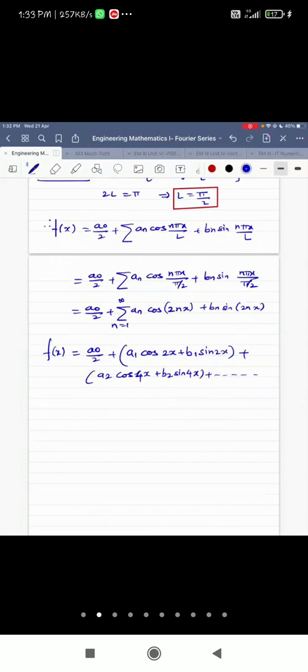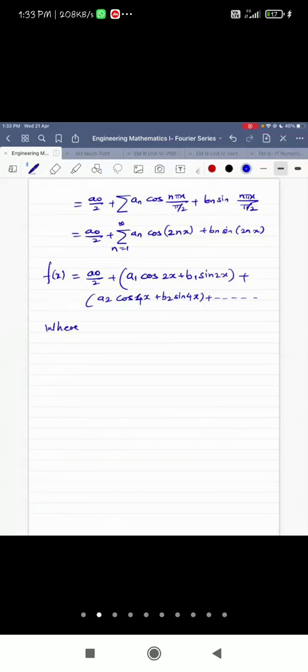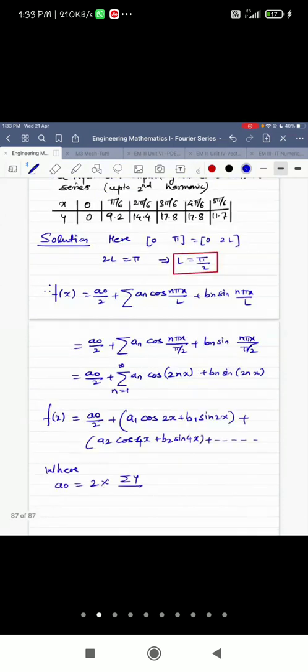Okay. Now, you know that the formula for a naught is 2 into summation y upon m. Okay. That m also you should write at the beginning. Now, m means the number of values that are given to you. So, 6 values are given to you, right?